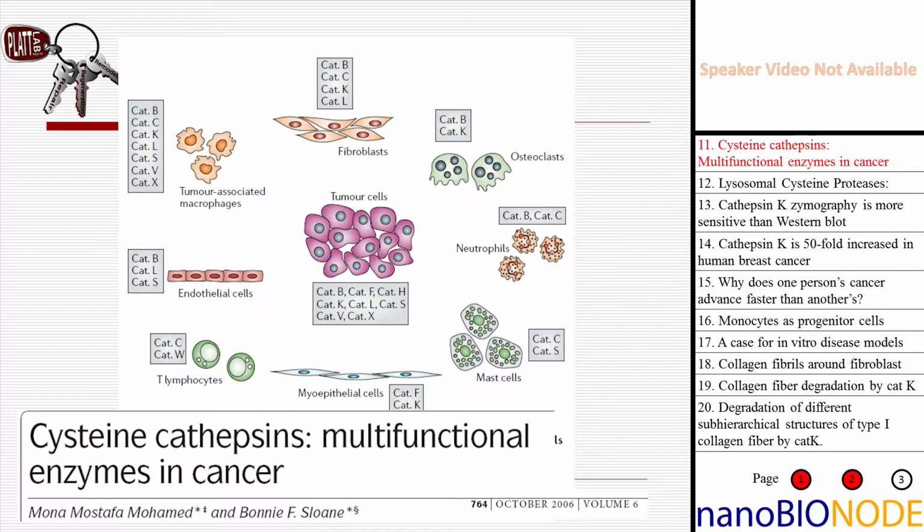I don't have all the slides in there because I don't want to use a lot of paper, but the important ones are in there. So I love these things called cysteine cathepsins. I'll tell you more about them later, but they are actually involved in several different types of cells that make up a tumor.